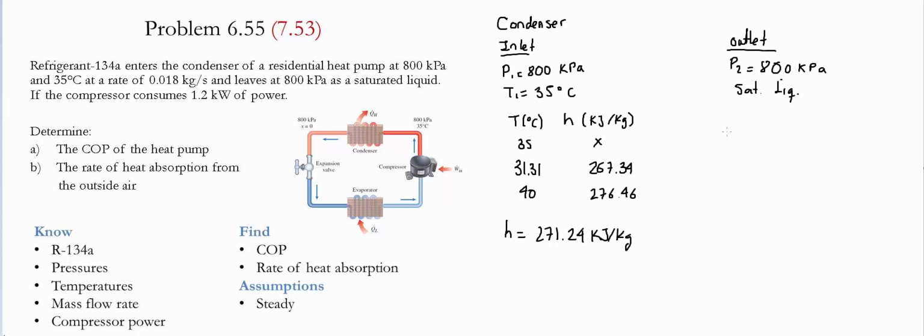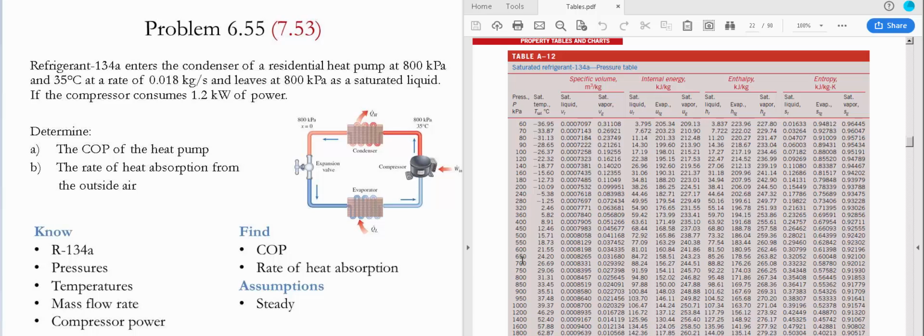Now let's find the value of the enthalpy at the exit. Once again, we go back to the table for a pressure of 800 kilopascals, and notice that it is a saturated liquid. So we go across to the value that we have over here and we get that it's going to be 95.48 kilojoules per kilogram.